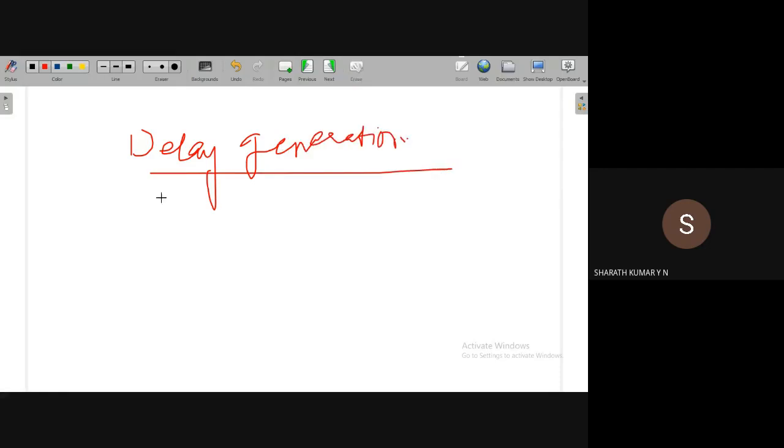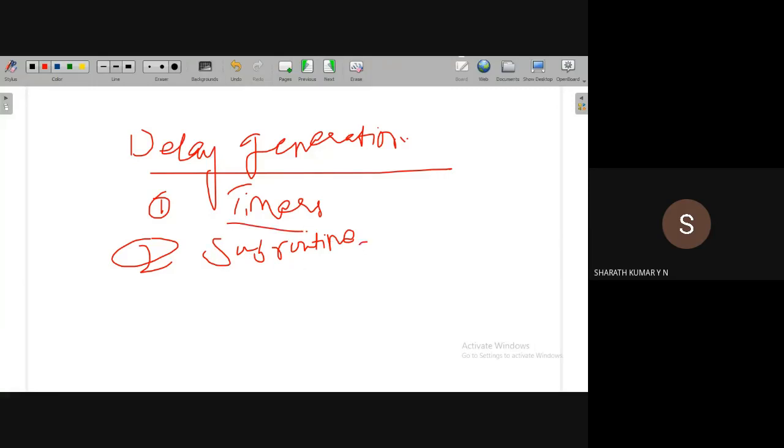There are different methods of delay generation. One is using the timers, the other method is using subroutines. Subroutines means that, as we just saw, using programs we generate the delay, not using the timers. I'll show you one program for that. For now let's confine our discussion to timers. What is the maximum delay we can generate using the timers?